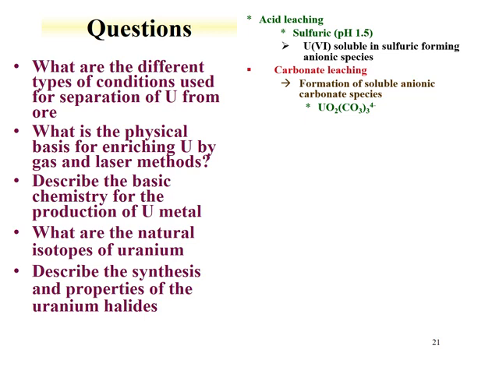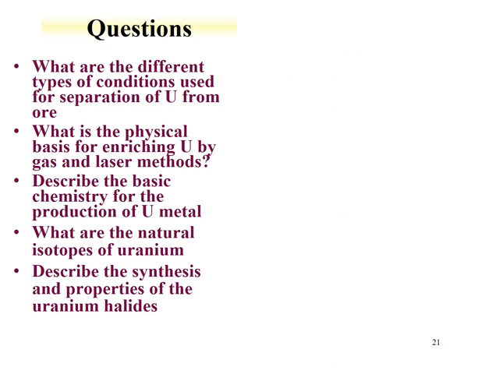So what's the physical basis for enriching uranium by gas and laser methods? And that's a cascade. In other words, you have an enriched phase, which is then used as a feed for further enrichment. So it's not a single step, but many, many stages that are needed to do enrichment.